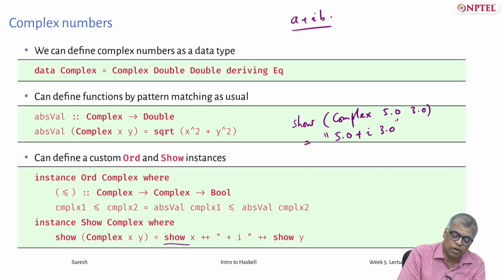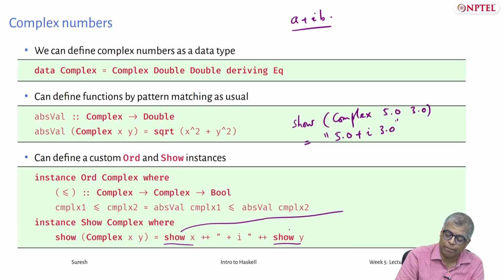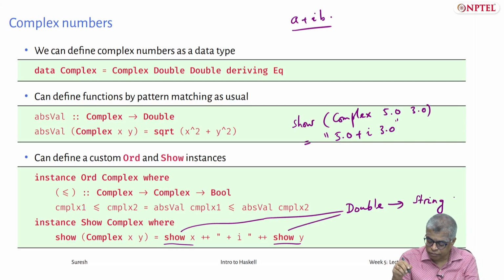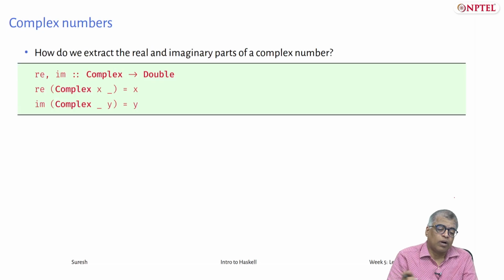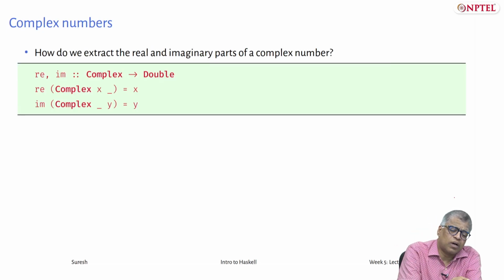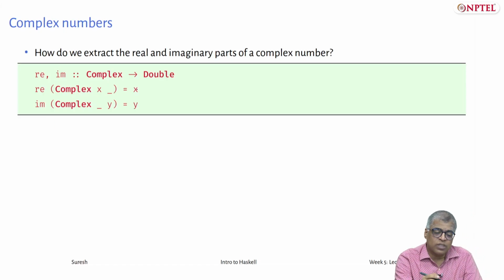Note that the show here and the show here are of type... okay. How do you extract the real and imaginary parts of a complex number? You write destructors. Real of complex x, anything is x. Imaginary of complex anything y is y. But since this is really a record, because you are just storing two doubles and there is no choice of how you vary this thing.